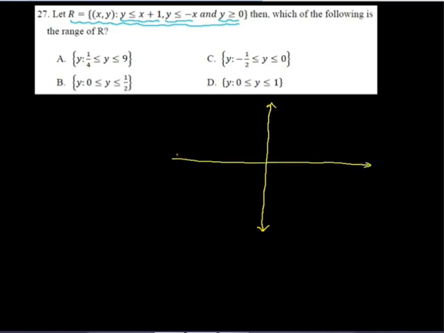Let R be a relation given by these inequalities. This relation is given to us. To be an element of this relation, many conditions must be satisfied; it must satisfy all three inequalities. Then which of the following is the range of R? To determine the range of our relation, we definitely need the graph. So let us sketch the relation on the xy plane. There are 3 inequalities.